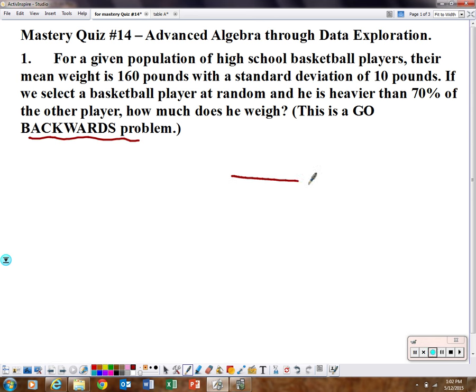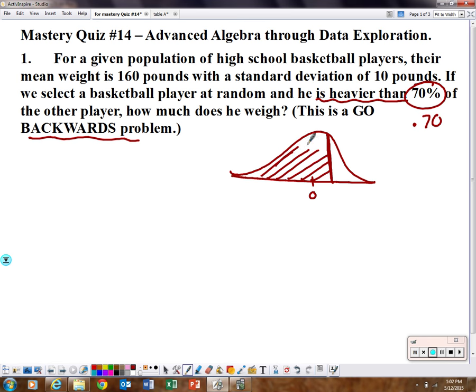So the first thing we need to start with is the picture. 70%, change it to a decimal, okay? Heavier than 70%. So he is above average. So that means that's going to be to the right. 0, remember, is in the middle, so that's going to be to the right of 0. So this area represents 70% or 0.7 or 0.70. We need to figure out what this z-score is.